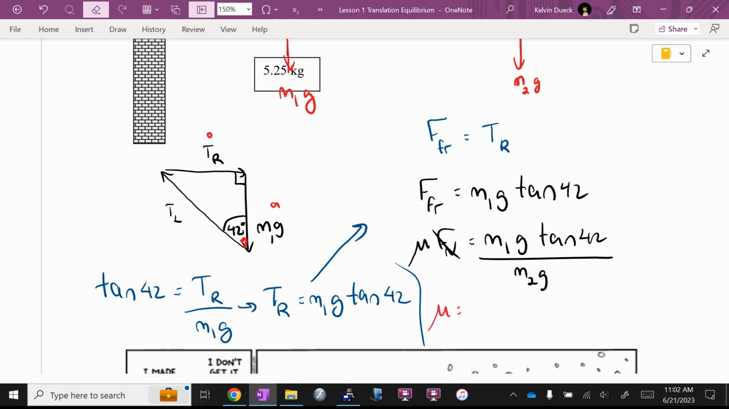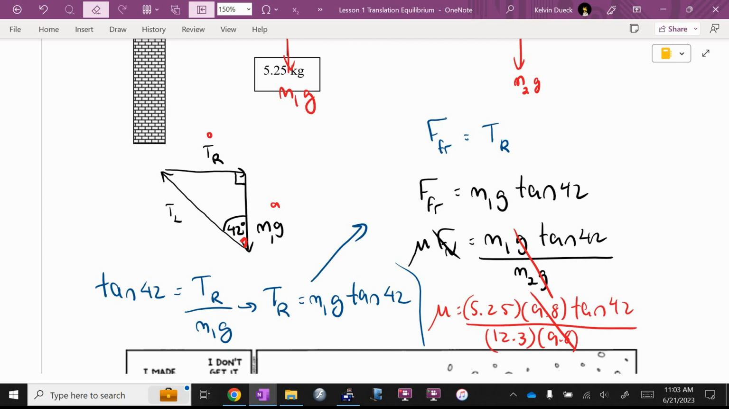I've scrolled down. Aiden, what was M1? Oh, 5.25? Times 9.8. 10. 42. I mean, the G's cancel, I guess. There is a G on the top and a G on the bottom, so I could cancel out the G's. What was mass 2? 12.3? So it's up to you if you want to leave the 9.8s in or not. But yeah, it looks like it's going to be 5.25 tan 42 divided by 12.3. I'm hoping you get a decent answer somewhere in the 0.2, 0.3, 0.4, 0.5 range, I hope.